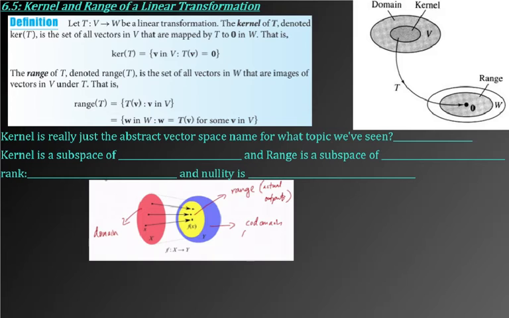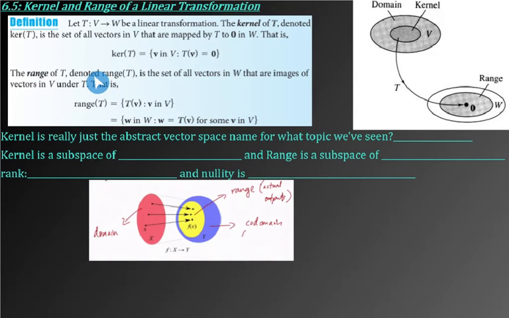All right, so the real plan for today, like I said, is to talk about this idea of a kernel and the range of a transformation. I'm going to read through the definitions and talk about them a bit first. If you've got a linear transformation, the kernel of it, which we denote with ker of T, is the set of all vectors in V that are mapped by T to the 0 vector in W. So basically T of v equals 0. This should seem very familiar to you.